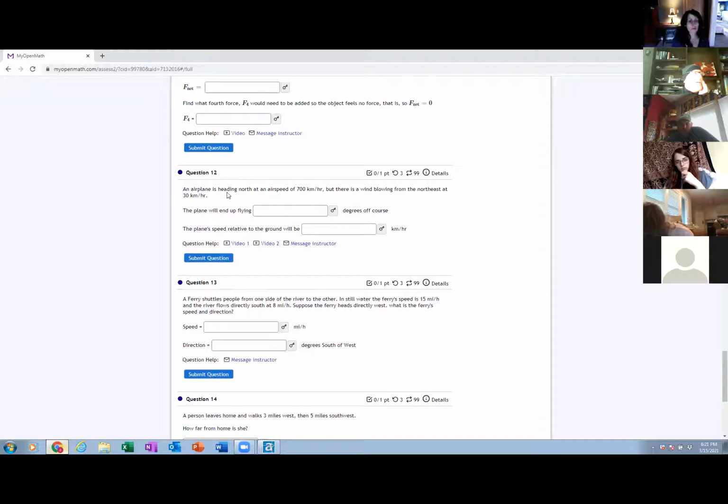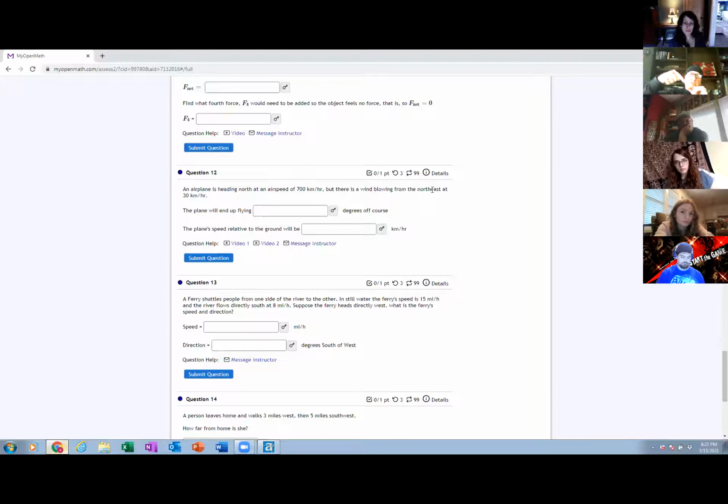So here's one: airplane heading north. Notice they didn't give you an angle. They actually made this easier. The airplane's heading north. What angle are you going to call north? 90 degrees, because you're measuring from zero. So it's heading at 90 degrees, 700 kilometers an hour, but there's a wind blowing from the northeast. That's also confusing. I hate questions like this. I wish they'd just give you an angle. From the northeast. Let's see, never eat shredded wheat. Northeast. So it's blowing from the northeast towards you. Does that make sense? That's kind of tricky.